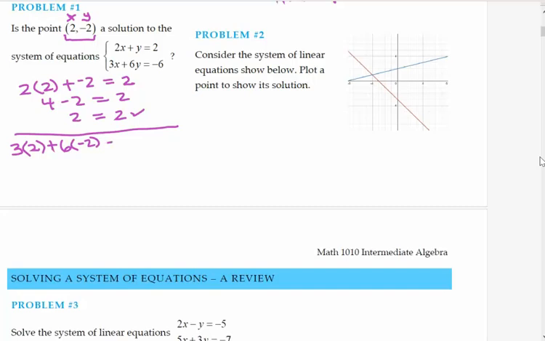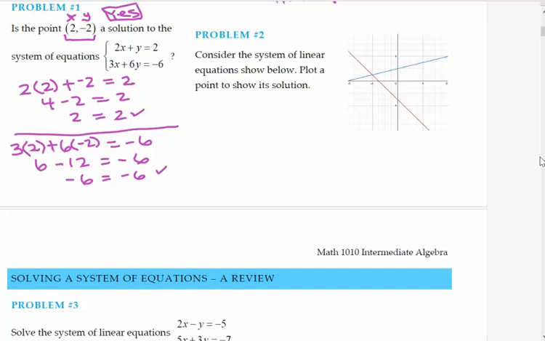And then equals negative 6. So here I got 6. And then 6 times negative 2 is negative 12, so 6 minus 12. Does that equal negative 6? It sure does. So we end up with this true statement here for both of them. So yes, this point is a solution to those two equations.